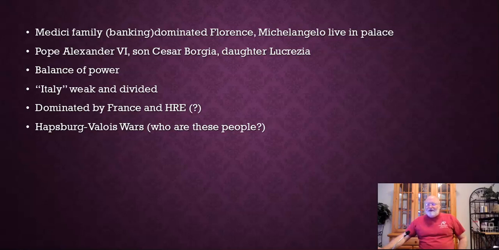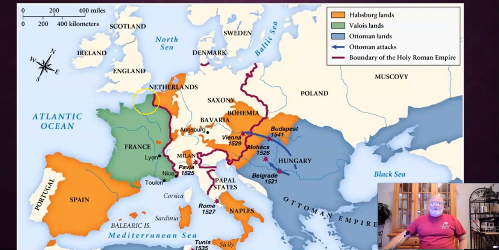I'm going to show you a map here in a minute. And also most of Spain and part of the Netherlands. I don't know if they have the Netherlands yet at this point, but they will later on. And the Valois are the people who control the French. Okay, so let's get this straight. So write this in your paper. I'm going to go ahead and jump to the map. We'll come back to the rest of this.